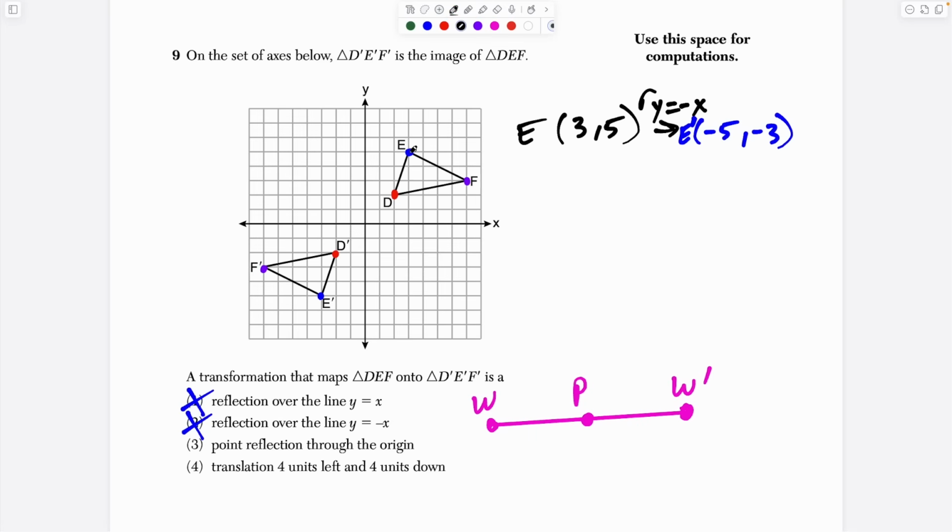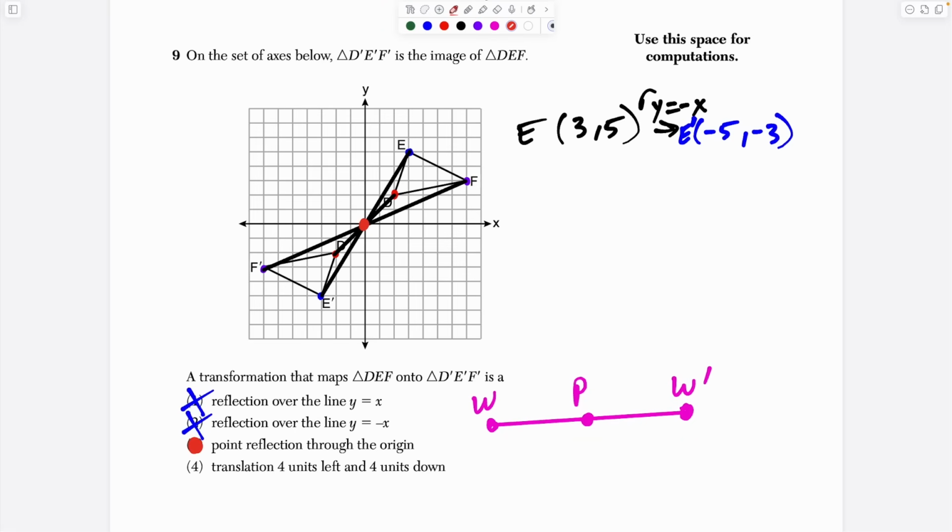So let's see, if I go ahead and connect all of these, so let's say I connect E to E', and then I connect D to D', and then finally F to F', notice that all 3 of these line segments intersect right here at (0, 0). So (0, 0) would be the midpoint for each pair of points. So choice 3 is definitely correct.